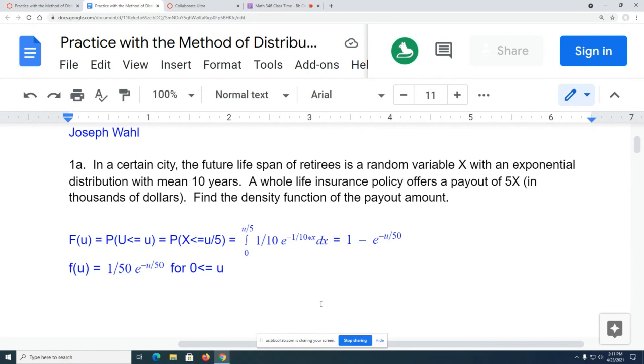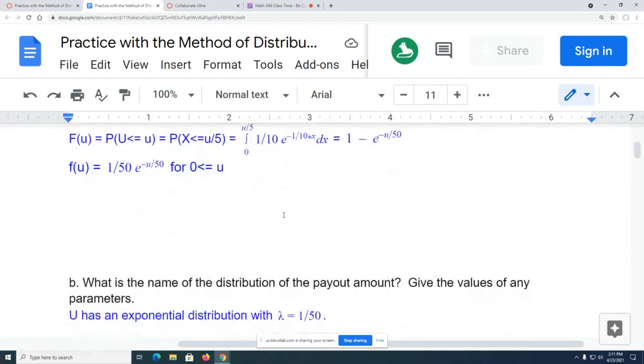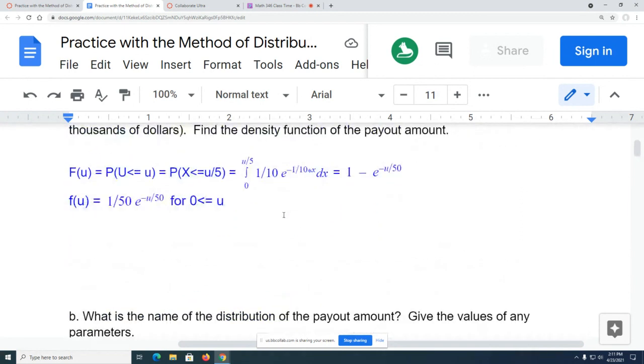Cool. And then what's the final step in finding the density function? Not quite sure. So you found the distribution function, big F. To find little f, you take the derivative. Yeah. So this is f of u. All right. So then what is the name of the distribution of this payout amount?